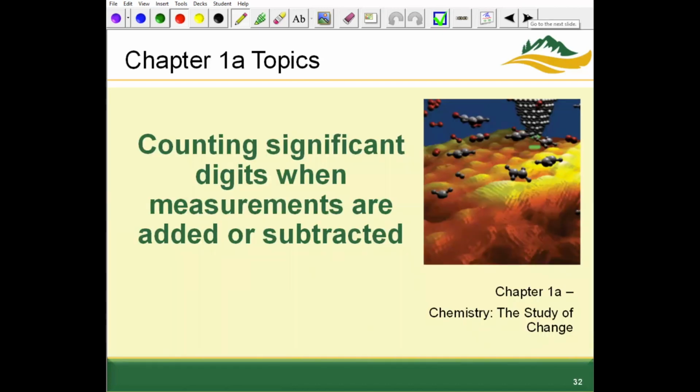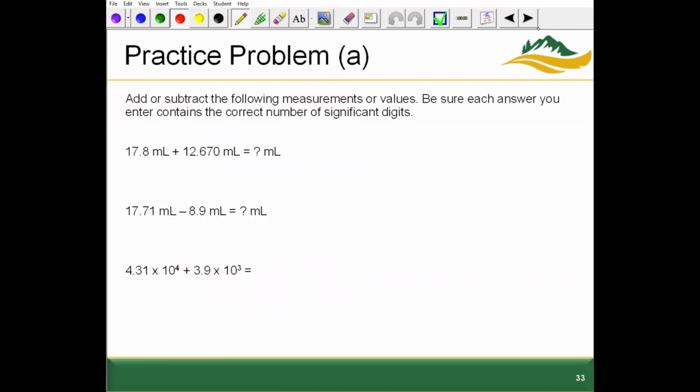The next topic here is counting sig figs when we are doing addition or subtraction. We have alluded to this throughout this recording, and we'll do some example problems now. So here we're going to practice adding and subtracting, and then determining the number of sig figs. When we are adding or subtracting, again, we want to just pay attention to the number of digits past the decimal place to tell us how many sig figs we should have in our final answer.